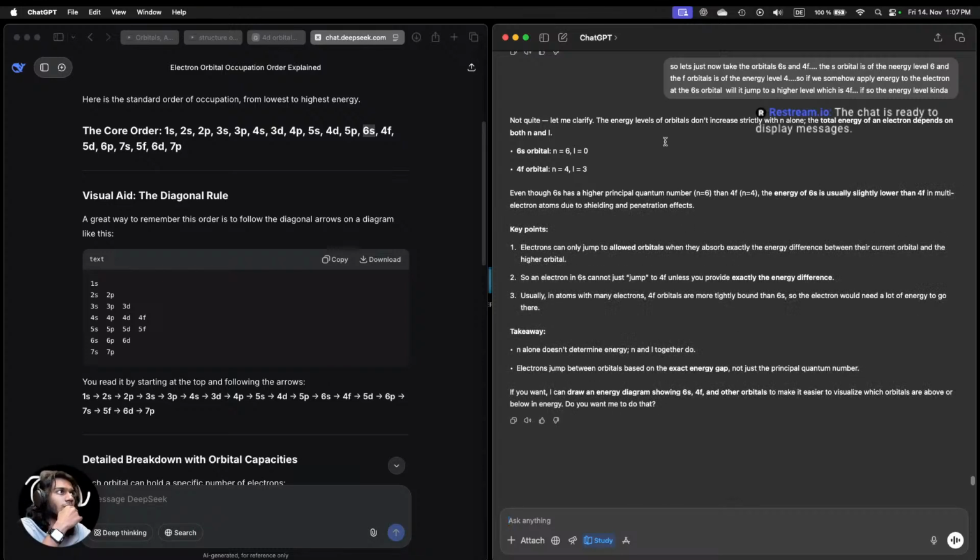The energy levels of the orbitals don't strictly increase with n alone. The total energy of the electron depends on n and l. Even though 6s has a higher principal quantum number, the energy of the 6s is usually lower than 4f. Okay. So 6s cannot jump to 4f unless you provide exactly the energy difference. Okay. Usually in atoms with many electrons, 4f orbitals are more tightly bound than 6s, so electrons would need a lot of energy to go there. Key takeaways: n alone doesn't determine energy. Okay.